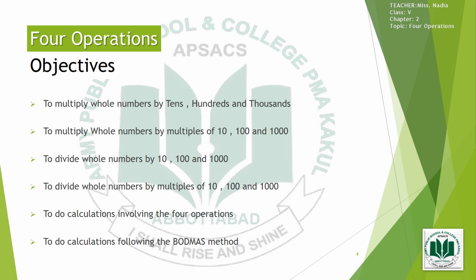Here the learning objectives are to multiply whole numbers by tens, hundreds and thousands, to multiply whole numbers by multiple of 10, 100 and 1000, to divide whole numbers by tens, hundreds and 1000, to divide whole numbers by multiple of tens, 100 and 1000, to do calculation involving 4 operations, to do calculation following the BODMAS method.